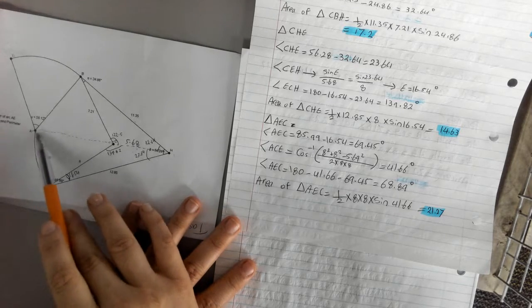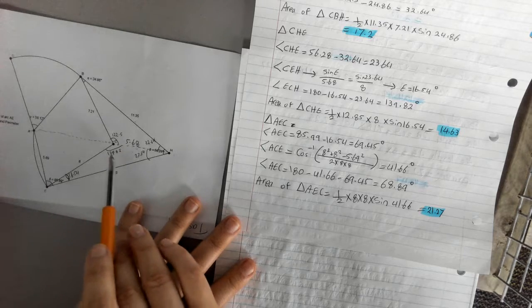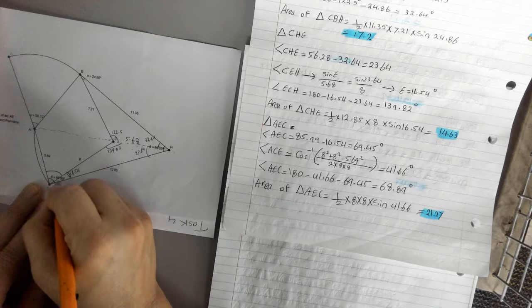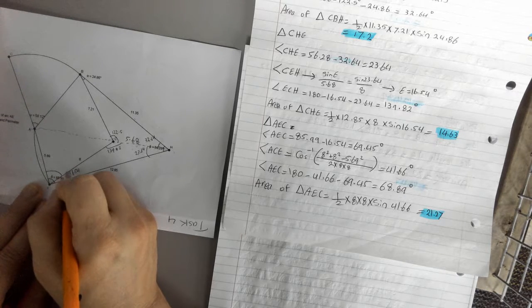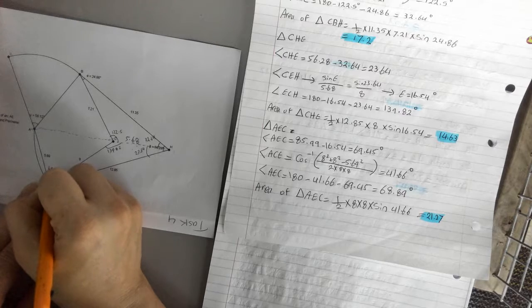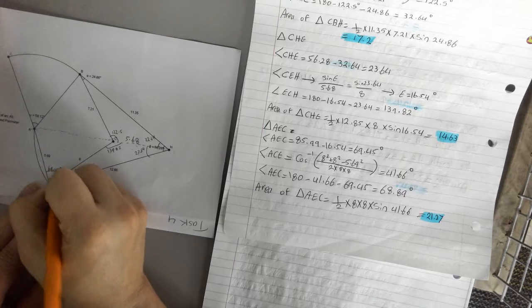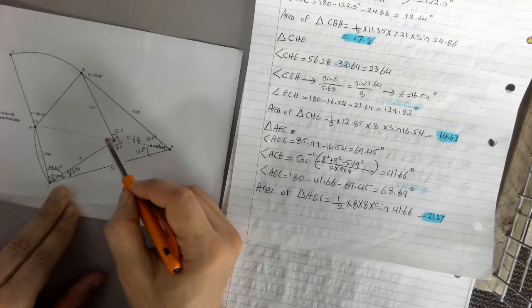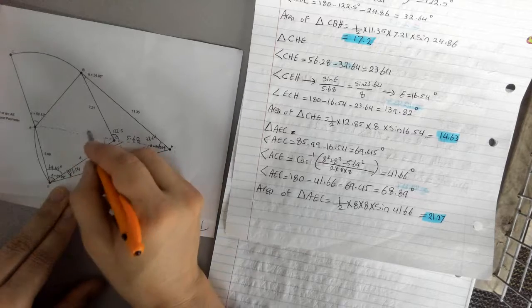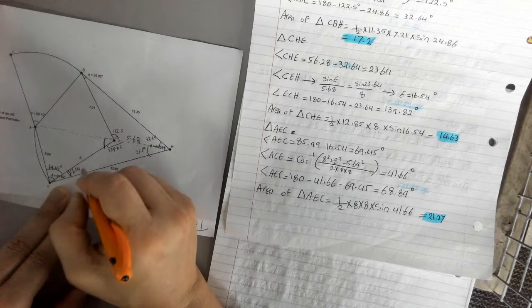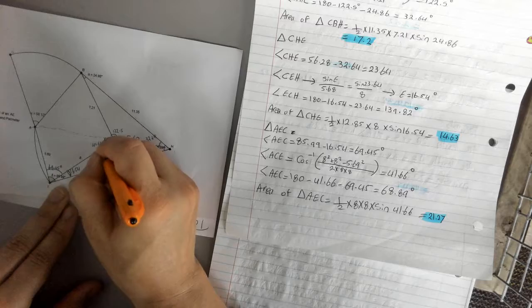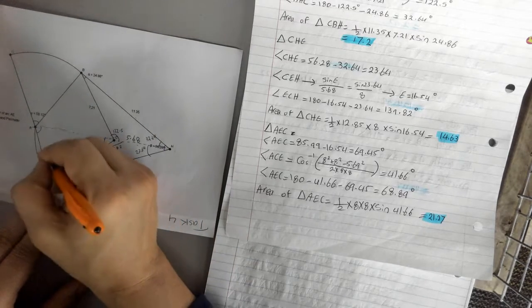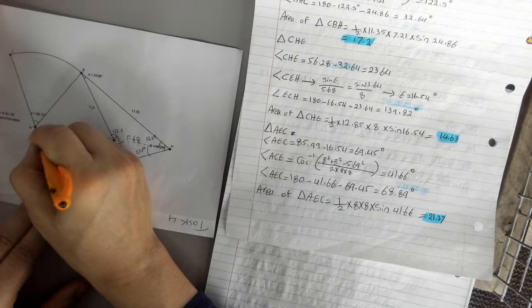Now, for the area of ACE, I've got this side being given, and this angle I can calculate now: 58.99 minus 16.54, so I've got 69.45 degrees. I've got two sides, so I can calculate this angle here using the cosine rule, and I got 41.66. If you know those two angles, then finding the third angle is quite straightforward. Just subtract from 180.